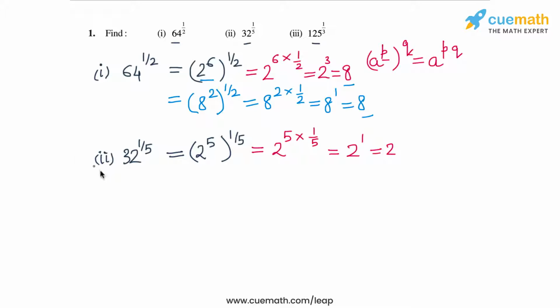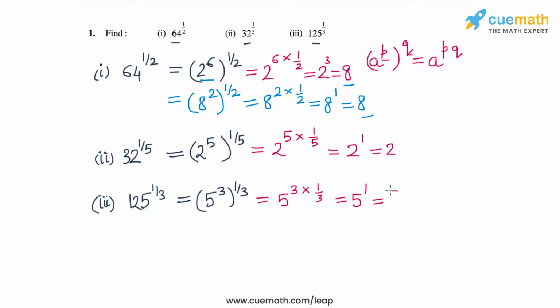And now finally let's do the third part. In the third part we have 125 to the power 1 by 3. Now I can write 125 as 5 cube, 5 raised to the power 3. So 5 cube raised to the power 1 by 3. Again the exponents will multiply, and we will have 5 raised to the power 3 times 1 by 3. 3 times 1 by 3 is 1. So 5 raised to the power 1 is equal to 5. So the value of the third exponential term is 5.